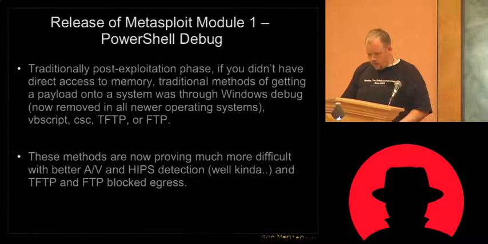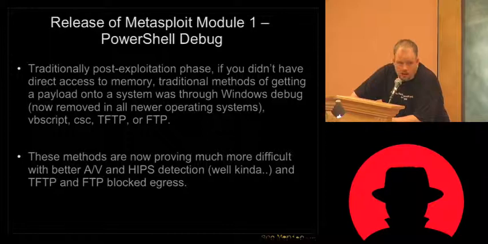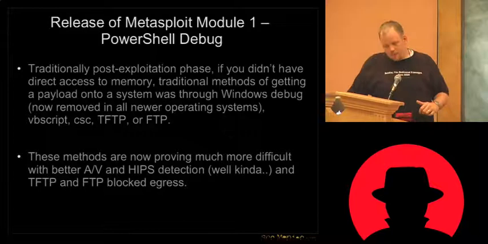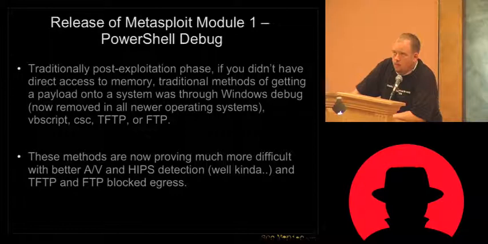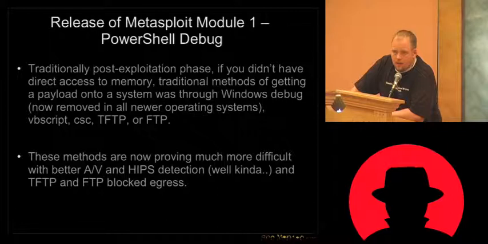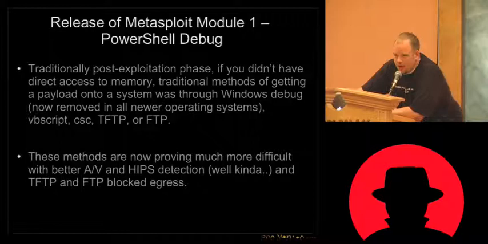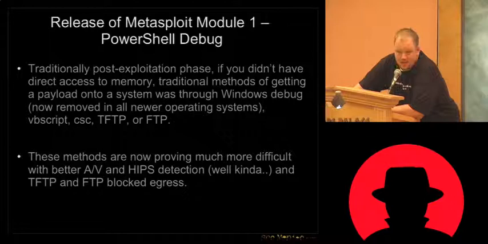So the first thing we're going to talk about today is the release of Metasploit Module 1. We'll be definitely talking with HD and getting these committed to the repositories. Traditionally, in a post-exploitation scenario, in this case we're going to be using MS SQL, in Windows Server 2003 and below, the way we generally deliver payloads through something we don't have code execution over, i.e. triggering a buffer overflow or having direct access to memory, is you need to figure out a way of getting your payload onto that system, right? And so traditional methods have been VBScript, TFTP, FTP, and the notorious debug method.